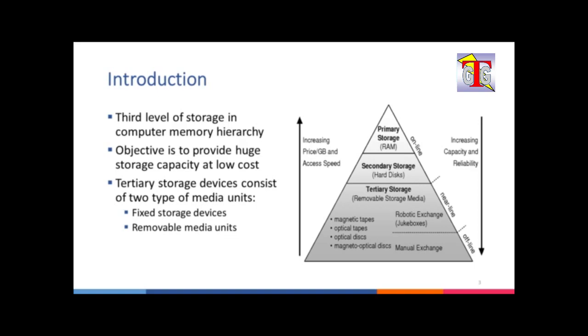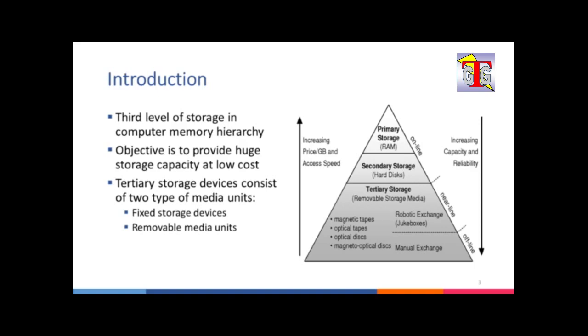When a computer needs to read information from the tertiary storage, it will consult a catalog database to determine which tape or disk contains the information. Next, the computer will instruct a robotic arm to fetch the medium and place it in a drive. When the computer has finished reading the information, the robotic arm will return the medium to its place in the library. As shown in the figure, tertiary storage devices are magnetic tapes, optical discs, and magneto-optical discs.